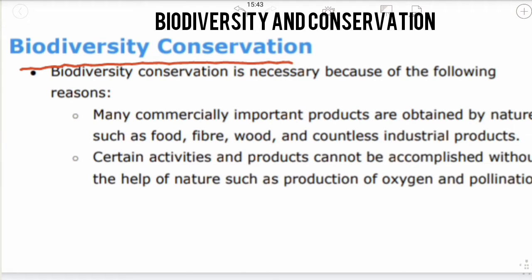Biodiversity conservation. How do we conserve the biodiversity? This is the last topic of the chapter Biodiversity and Conservation. So basically there are two methods of biodiversity conservation, such as in situ conservation and ex situ conservation. Before understanding the two different methods, we will understand why it is necessary to conserve the biodiversity.